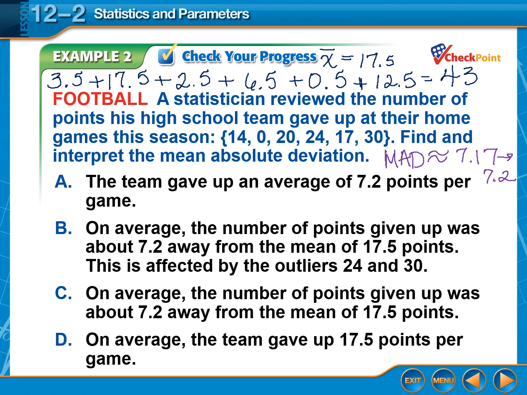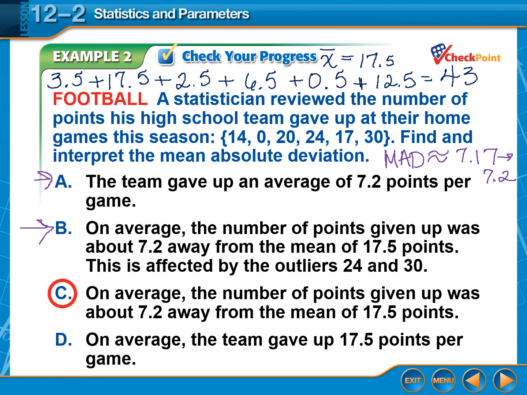So we found the mean absolute deviation, okay? So what does this mean? It means that each data point deviates from the average, which is here, by 7.2 points, okay? So what does all of this mean? Okay, on average, the number of points given up was about 7.2 away from the mean of 17.5 points. Now, I know you see 7.2 in other places, right? I see 7.2 here. I see 7.2 here.